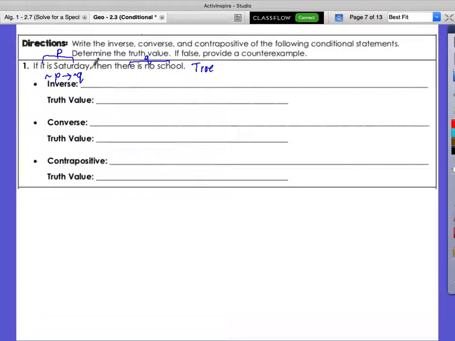What's the opposite of it is Saturday? It is not Saturday. So our first part is: if it is not Saturday, then we have the opposite of Q. There is no school. What's the opposite of that? There is school. It has a no already, so we just take that out. Then, there is school.